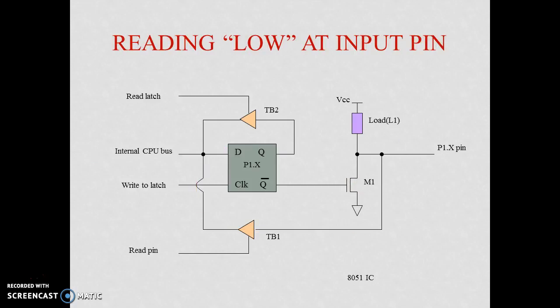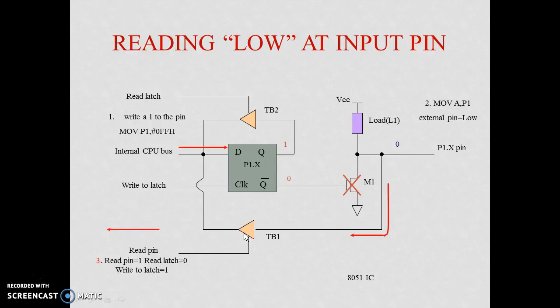Similarly, how do we read a low input? For this purpose we have to write 1 to the pin latch, so it becomes 0 at Q bar, and the external pin is low, and this low is available here. So every time we have to make this port an input port. Through the input port we can read the port easily. Output 0 is available through the tri-state buffer to the D input, and similarly it goes to the internal CPU bus. In this way we can read and write these ports.